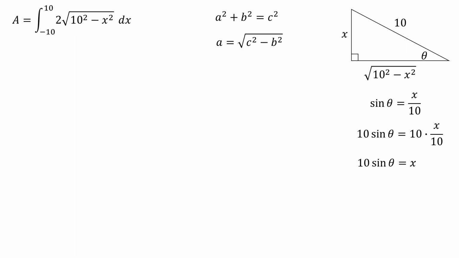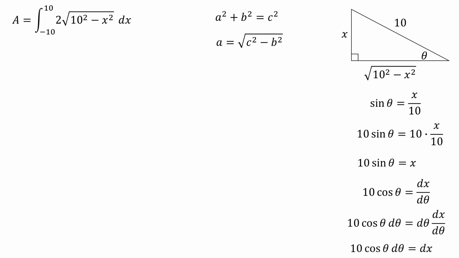So I can substitute that into the integral, but oops, the integral is going to have a dx on it. So let's take the derivative of x with respect to theta. Of course, the 10 will sit there because it's a coefficient. The derivative of sine of theta will be cosine of theta. Multiply both sides by d theta. And now I know dx is just 10 cosine theta d theta. So I can substitute just about everything.